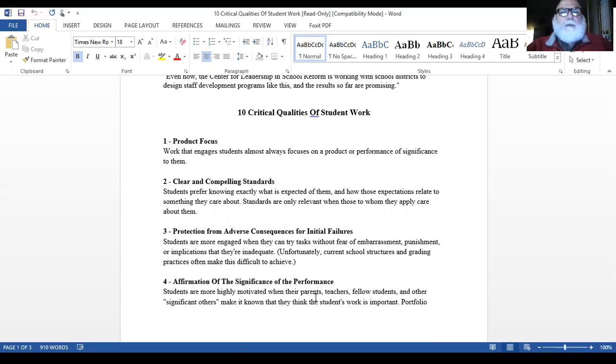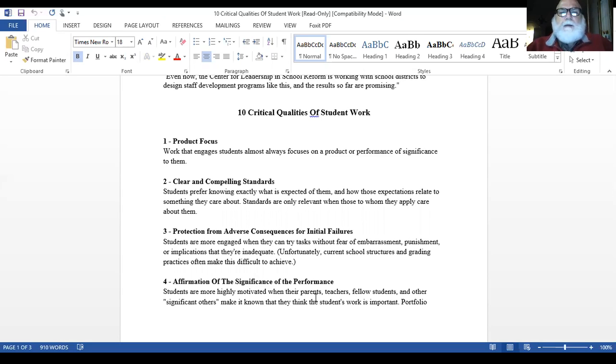Clear and compelling standards. Students know exactly what's expected of them. That's why we have the scoring rubric, and why we align with the state standards for school administrators, the 21 competencies and the 37 descriptors, the 7 standards of public school administration that contain 37 descriptors. That's why we align our evidence artifact portfolio with those standards.